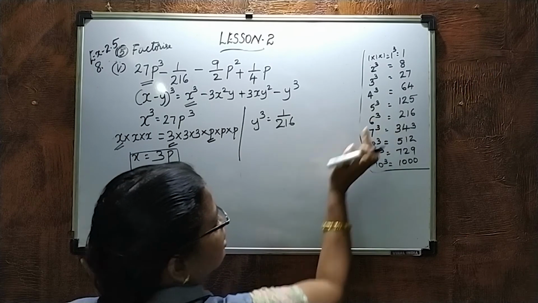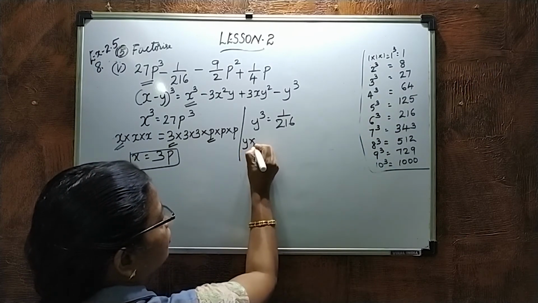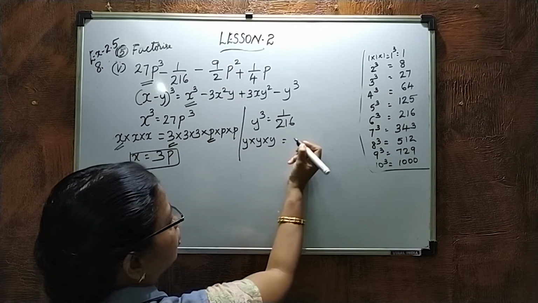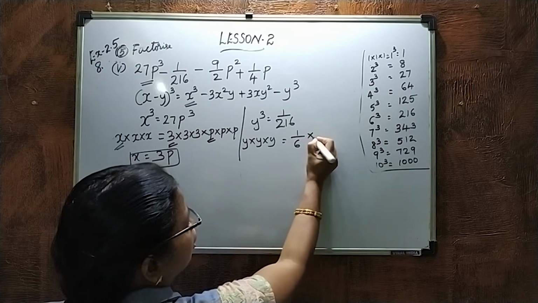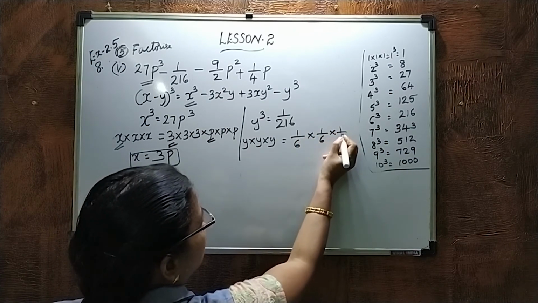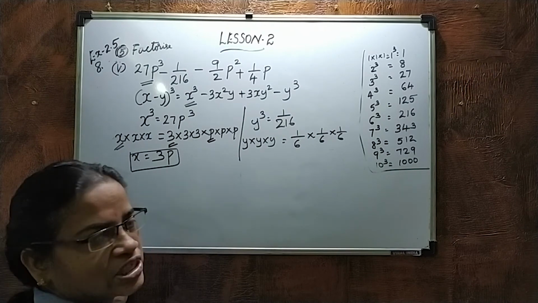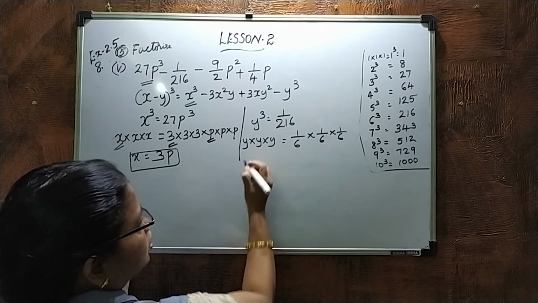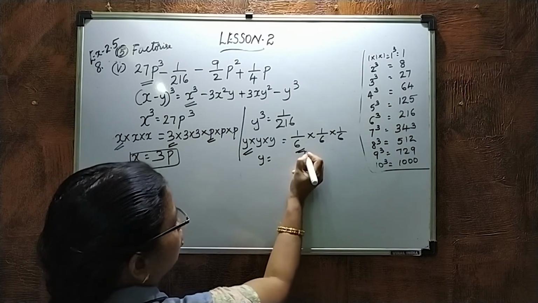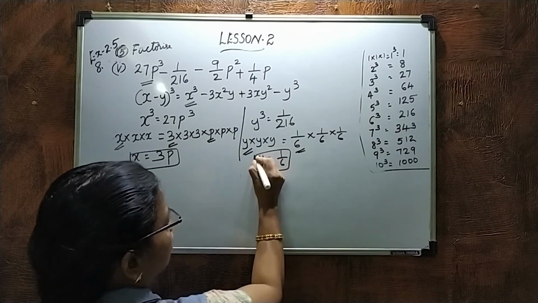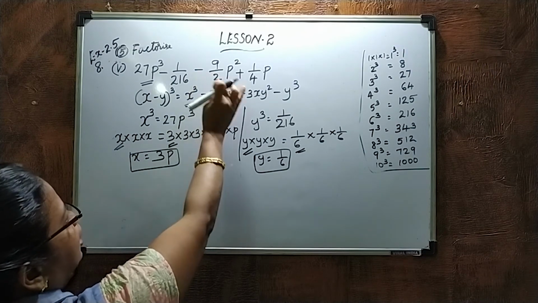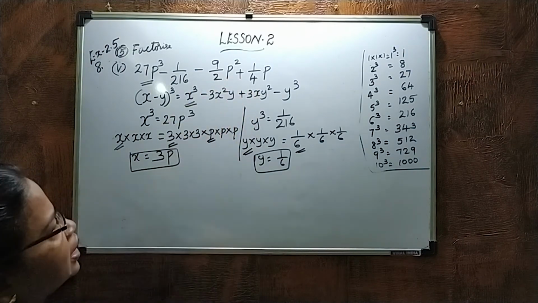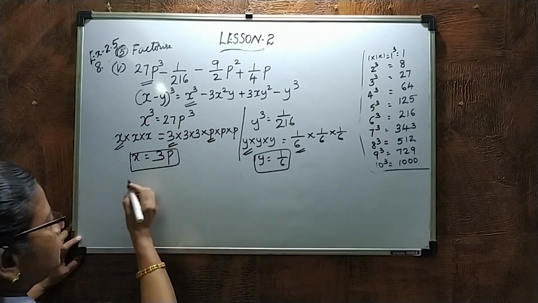216 is 6 cube. So y cube means y into y into y equals 1 by 6 cube, so 1 by 6 into 1 by 6 into 1 by 6. 1 into 1 into 1, 6 into 6 into 6, 216. So what is y then? y is equal to 1 by 6. Now you have to check whether 3x square y and 3xy square are correct or not. Minus sign is there, so 3x square y may be minus 9 by 2 p square. We will check it out.